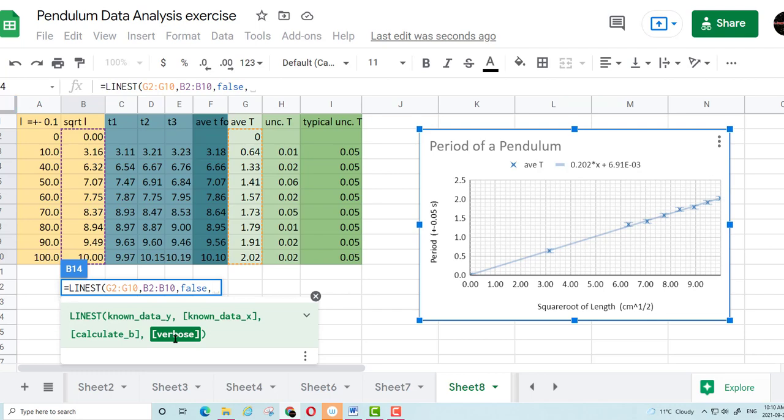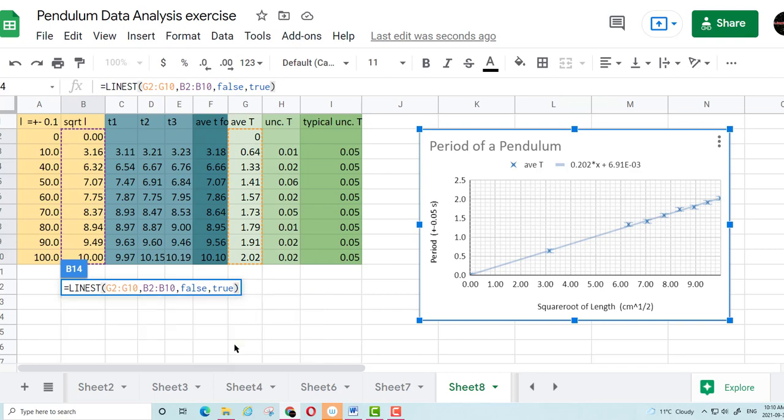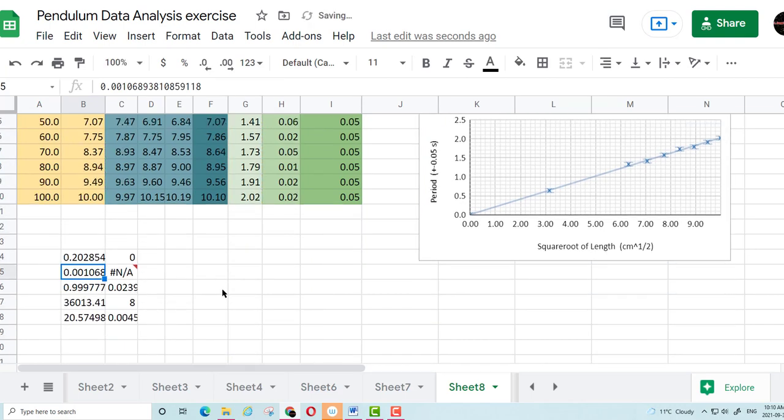And for verbose here, that's just going to give me a matrix of numbers. And one of the numbers in there will be the uncertainty in the slope. And that's the one that I'm really after. So I'm going to write true there. I want to do these calculations on the data. Press enter. And here's the matrix that I get.